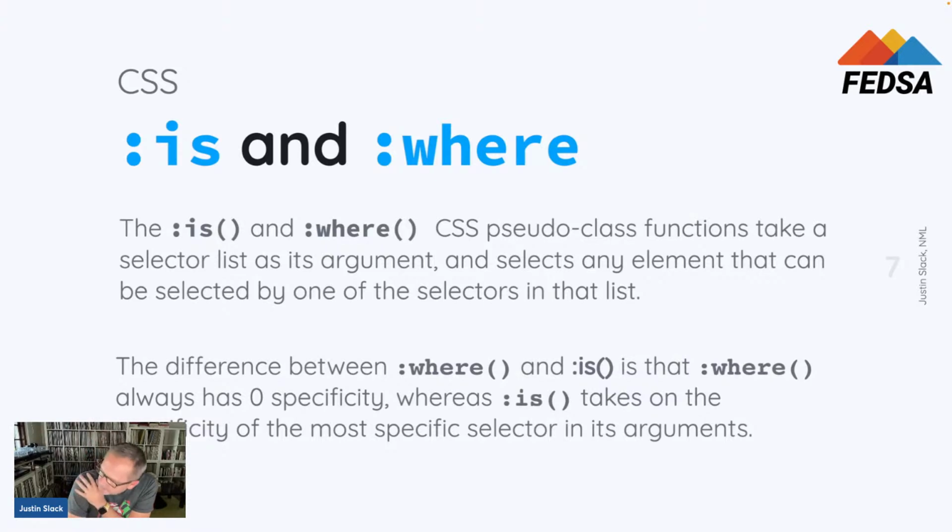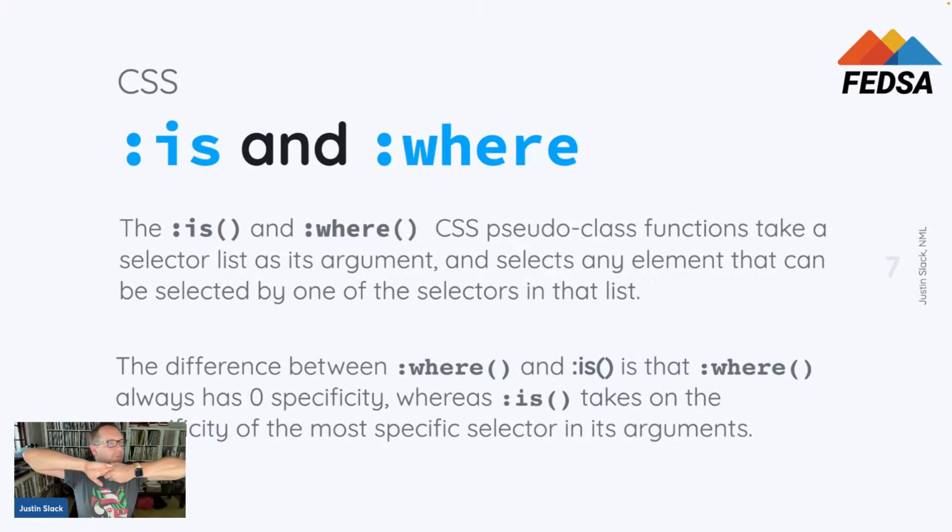So the most specific selector we can have in CSS is an ID. And if we're using :where, and then we have an ID in that, its specificity is still going to be 0. So that's something we need to bear in mind. Whereas with :is, if we have :is and then an ID in that, that's going to take on the specificity of that ID. So that's going to be incredibly specific, as opposed to :where, which will always be 0.